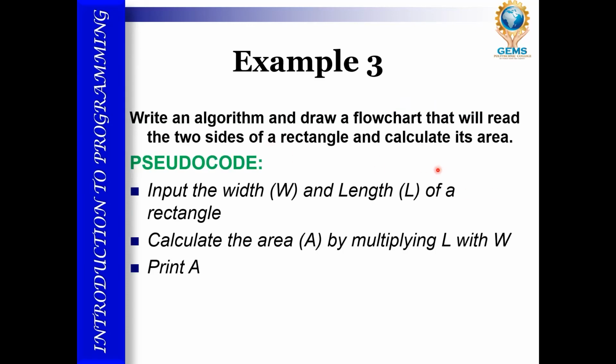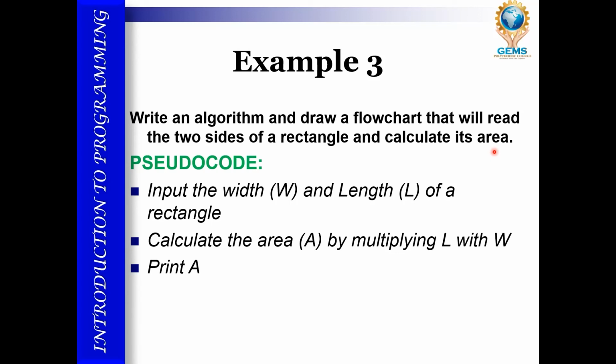Next we have a third example. Why am I giving this example to you? Because it makes it clearer and gives a better understanding of the difference between pseudocode, algorithm and flowchart. Again, the third example says write an algorithm and draw a flowchart that will read two sides of a rectangle and calculate its area. So here we are going to calculate the area of a rectangle by reading the sides of a rectangle.